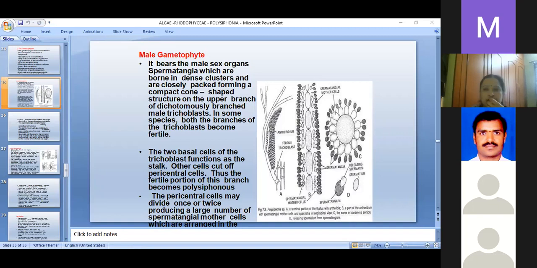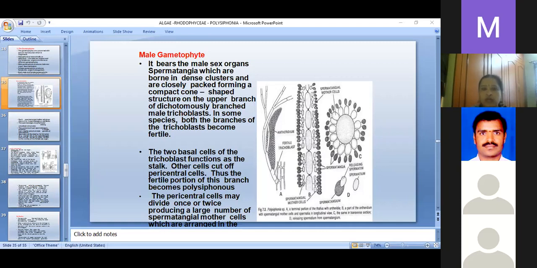Okay, see here, girls. This is the carposporophyte. The female reproductive organ is called the carpogonium. Same where the trichoblast is there. In that, the trichoblast is always the fertile branch. In this trichoblast, the bearer of the female sex organ is called the carpogonium.